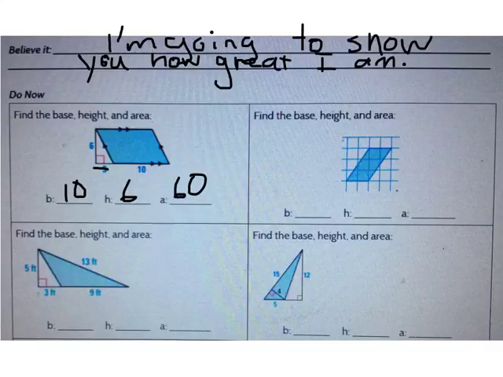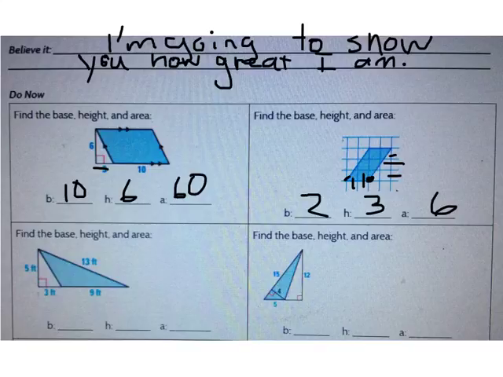Find the base, height, and area of this parallelogram. What's the base? Well, the base is 1, 2. The height is 1, 2, 3. So the area is 6 square units.